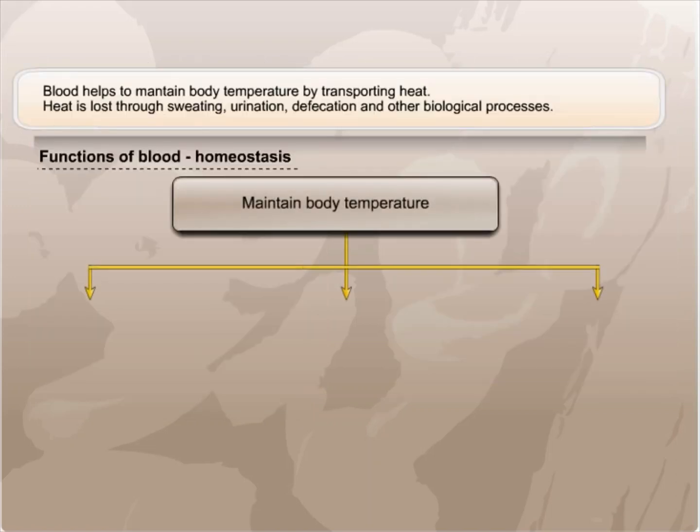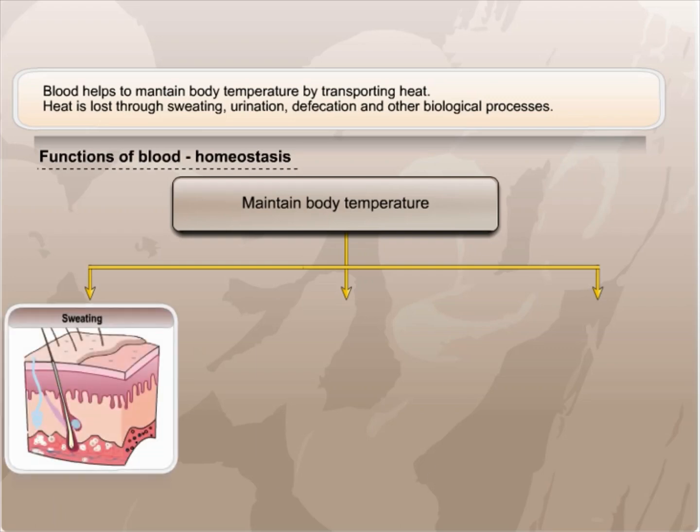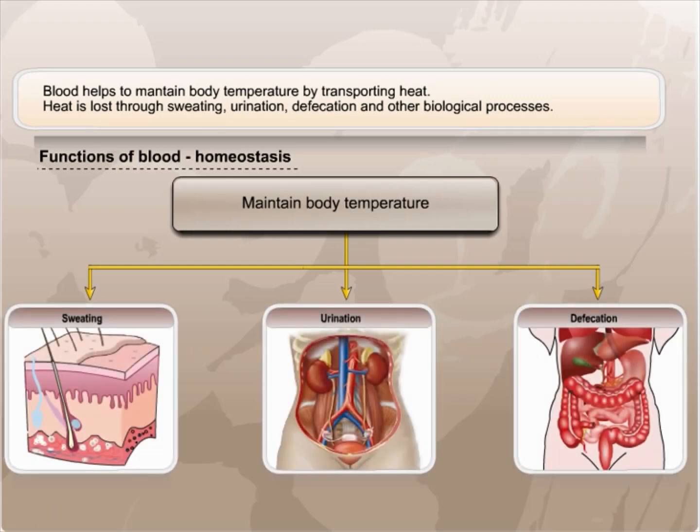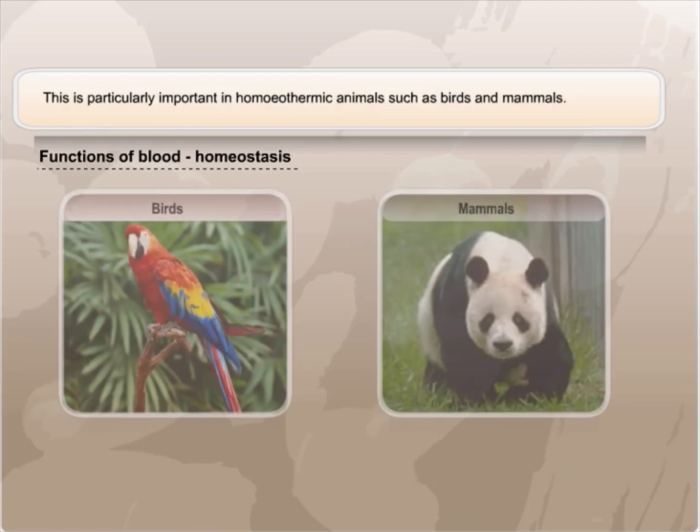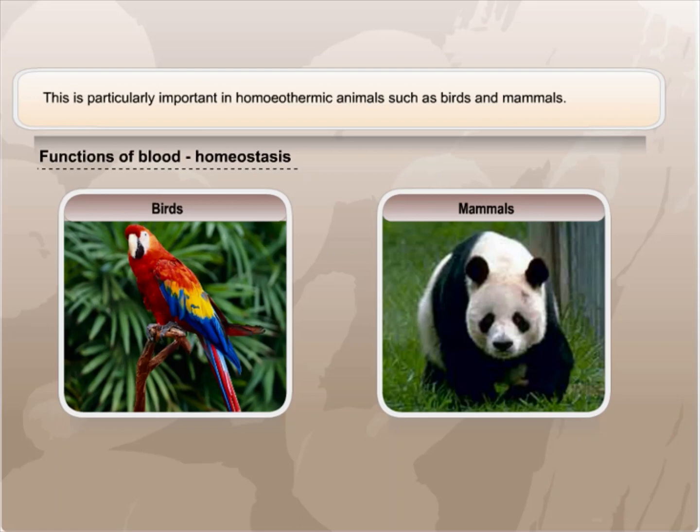Blood helps to maintain body temperature by transporting heat. Heat is lost through sweating, urination, defecation, and other biological processes. This is particularly important in homeothermic animals such as birds and mammals.